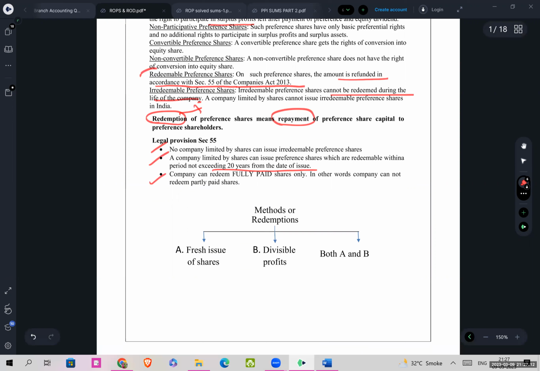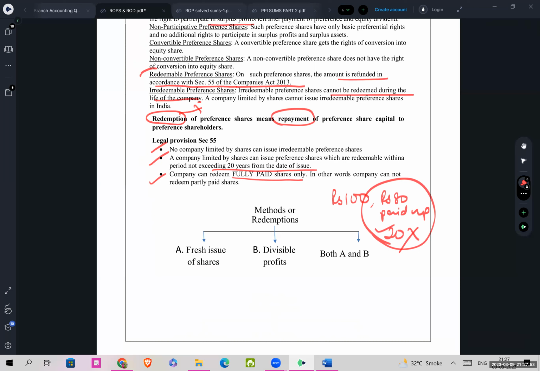A company can redeem fully paid shares only, not partly paid. If they are partly paid, then you have to convert them into fully paid. The section clearly says this. So if my one share is of 100 rupees and 80 rupees is paid up, that means 20 rupees is not paid. So I cannot redeem this share. I have to convert this 80 into 100, meaning I have to first pay the unpaid 20 rupees, and only then can I redeem my shares.